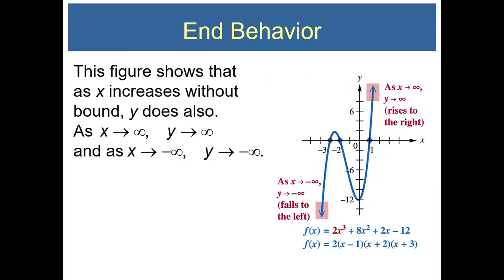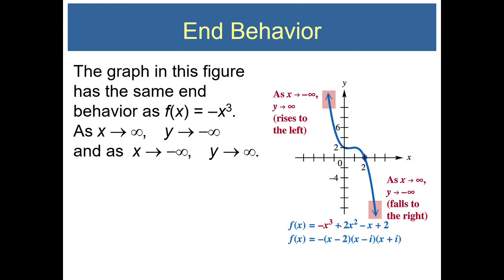The figure shows that as x increases without bound, y does also. As x approaches infinity, y approaches infinity. As we go to the right, 2x cubed gets super large, so the rest of the terms really don't matter as we go to the right. It's going to go to infinity. Similarly, if we go to the left side, as x approaches negative infinity, the y value decreases rapidly to negative infinity because the power is so large. The rest of the terms do not affect the end behavior.